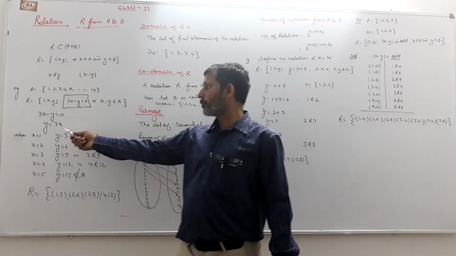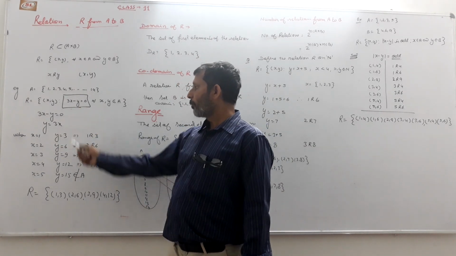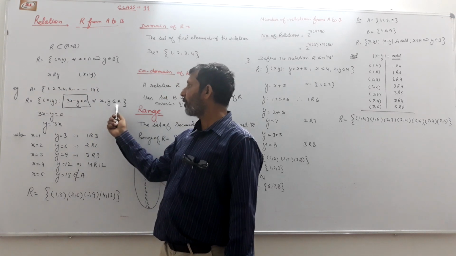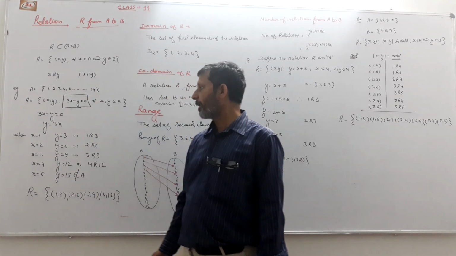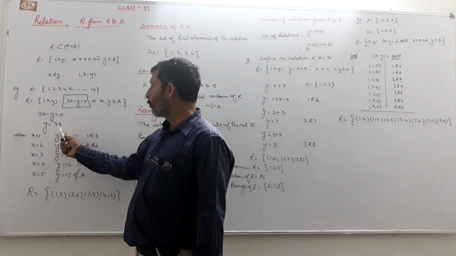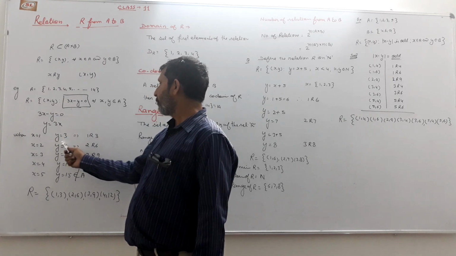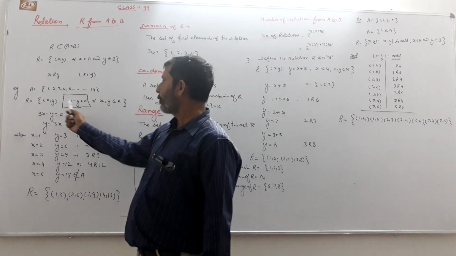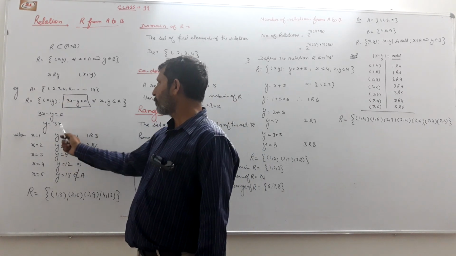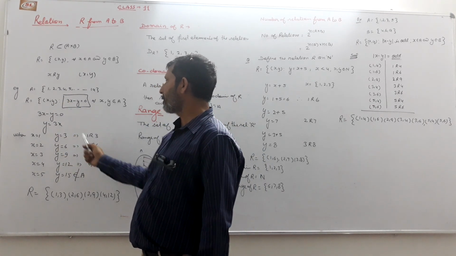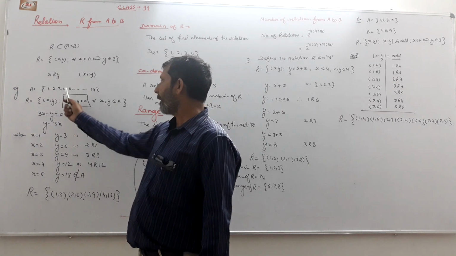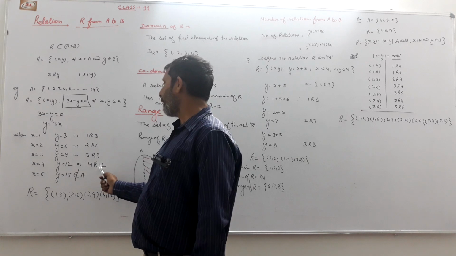3x minus y equals 0, so y equals 3x. Putting the values of x from this set A, because x comma y both belong to set A. When we put x equals 1, then y equals 3. Therefore 1 is related to 3. When x equals 2, y equals 6. X equals 3, then y equals 9. X equals 4, then y equals 12.